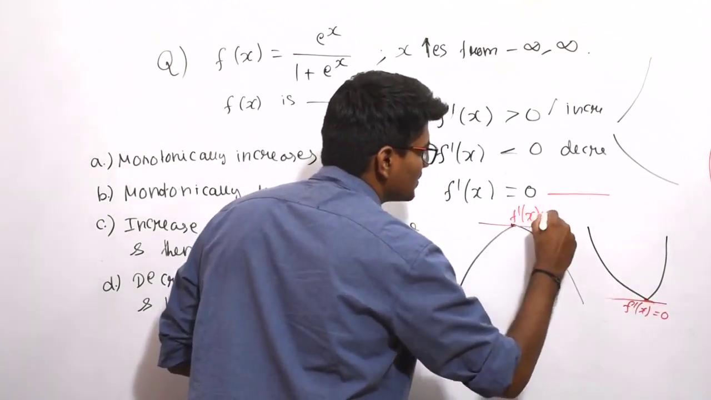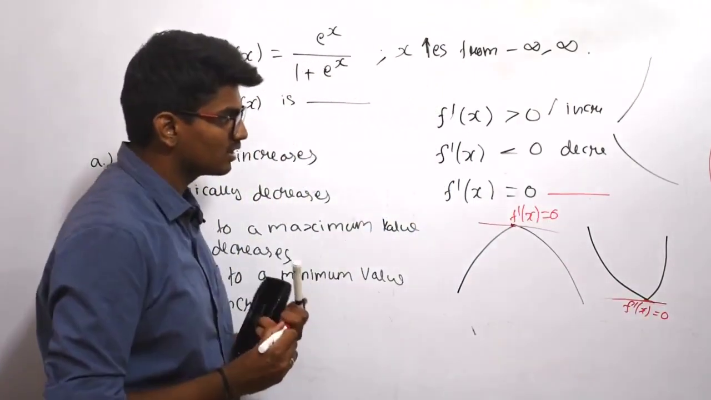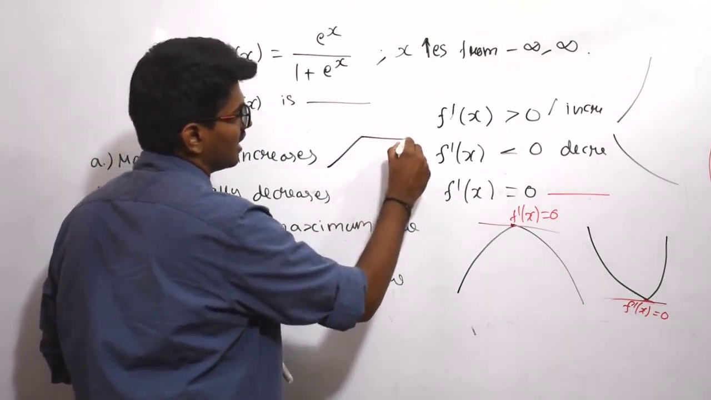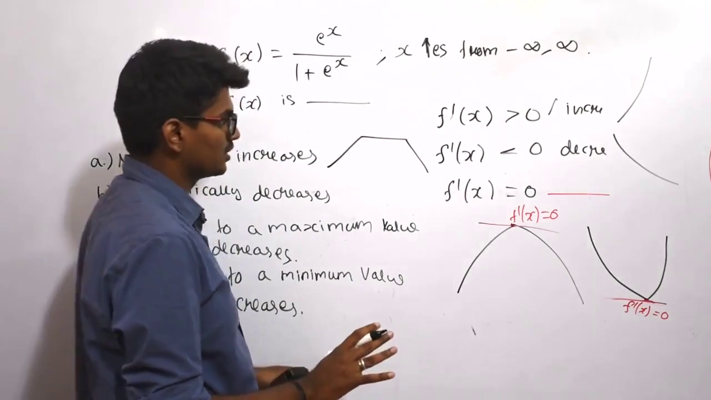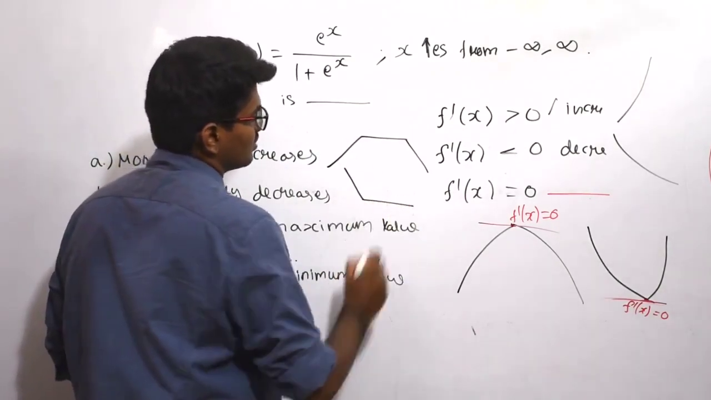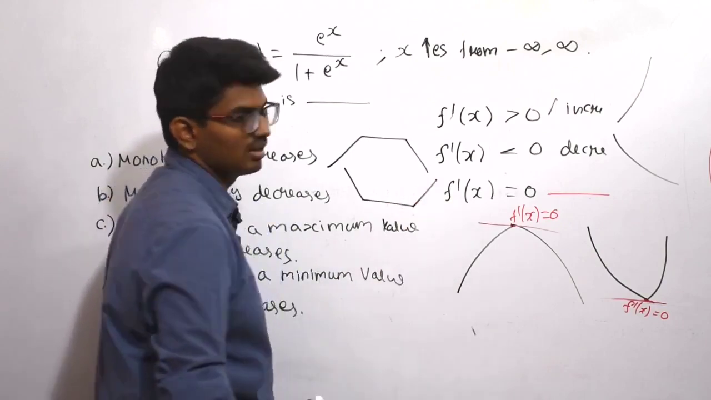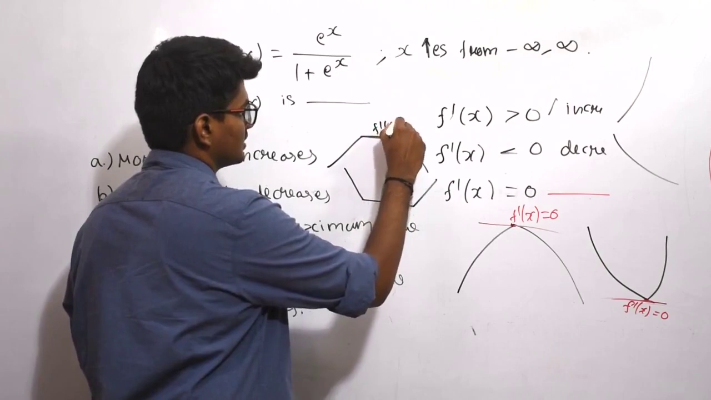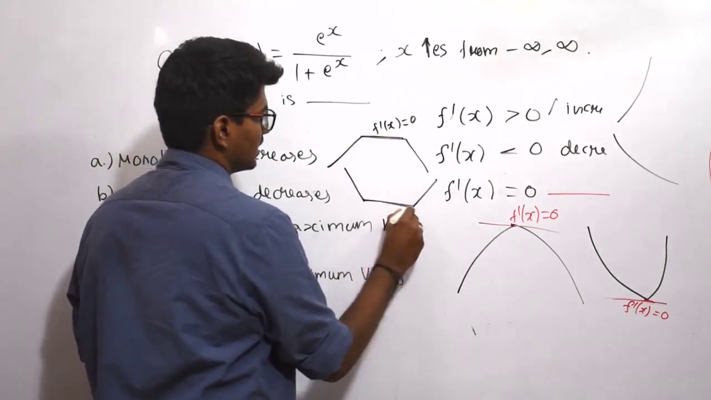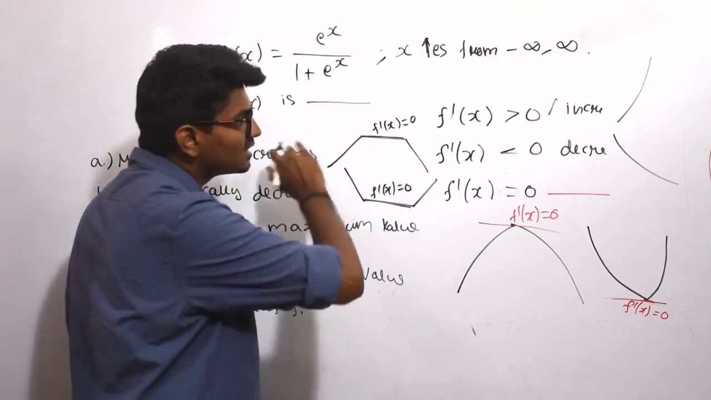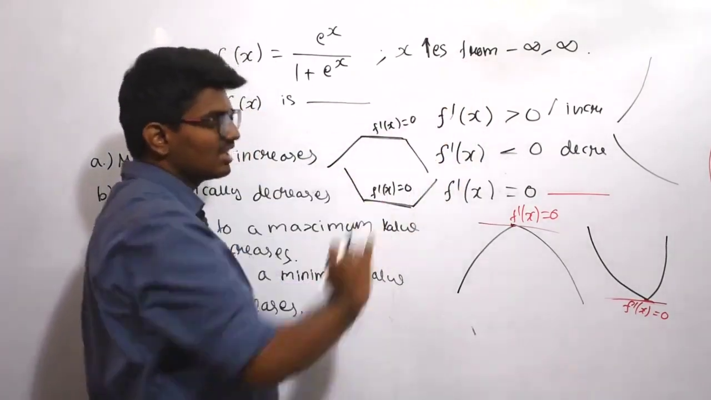So if f dash of x becomes 0, there are two possibilities. One possibility is that the function will increase, then become constant, and then decrease. Another possibility is that the function will decrease, become constant, and then increase. At this point, f dash of x is 0. This is possible: there will be a straight line and then it will increase.